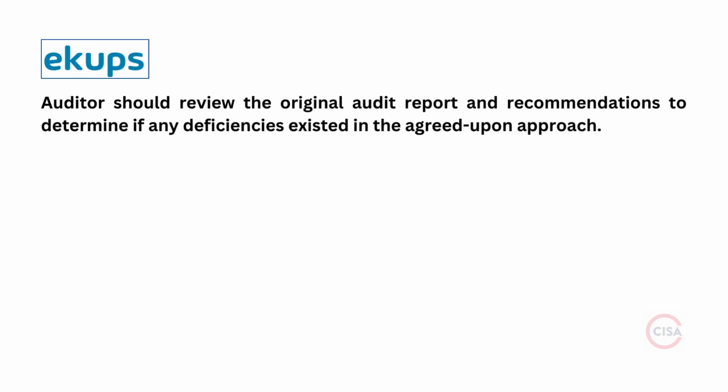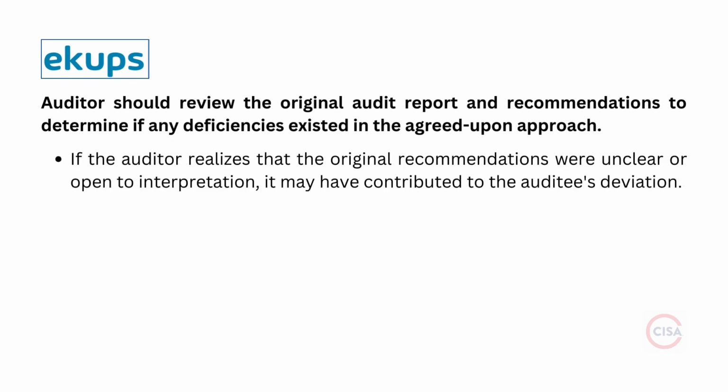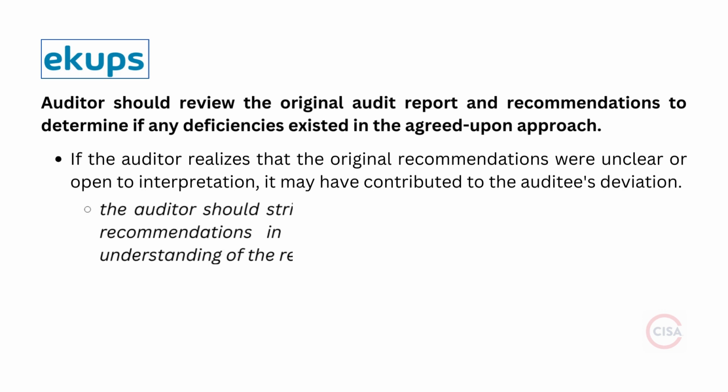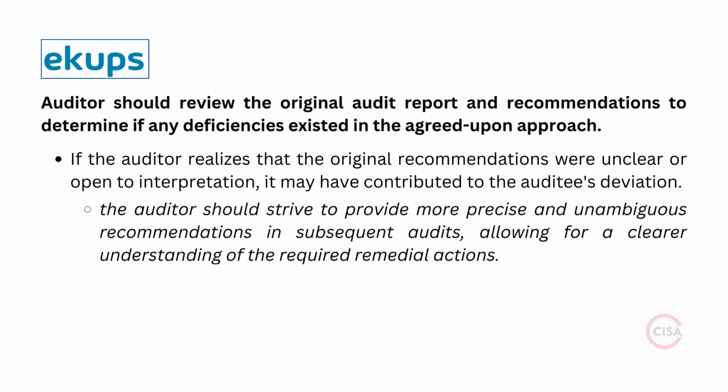Additionally, the auditor should review the original audit report and recommendations to determine if any deficiencies existed in the agreed-upon approach. If the auditor realizes that the original recommendations were unclear or open to interpretation, it may have contributed to the auditee's deviation. In such cases, the auditor should strive to provide more precise and unambiguous recommendations in subsequent audits, allowing for a clearer understanding of the required remedial actions.